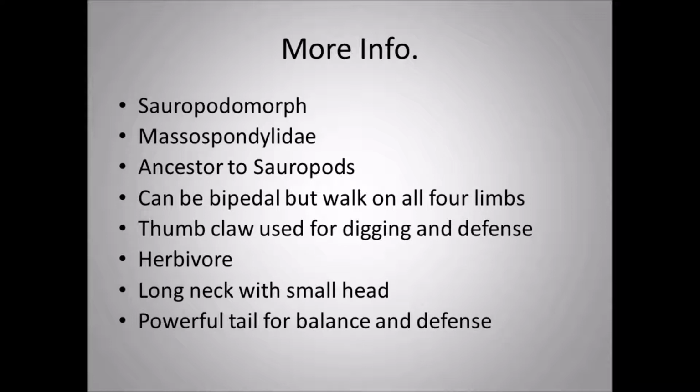But it could also be used for defense on the second hand. And of course, Massospondylus, like all sauropodomorphs, is a herbivore, so it's eating plants, has a long neck with a small head, just like all sauropods do. And it has a very powerful tail for balance and for defense.